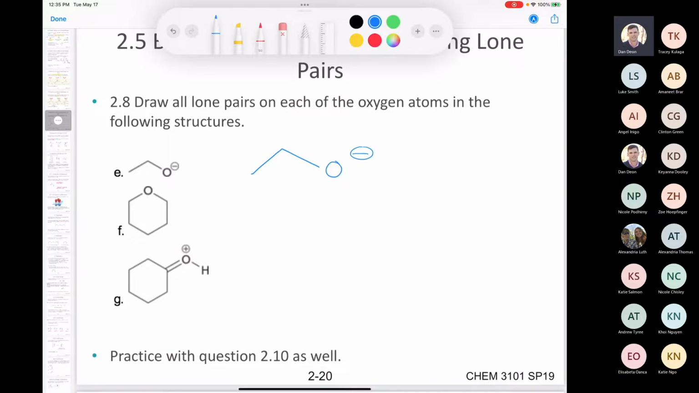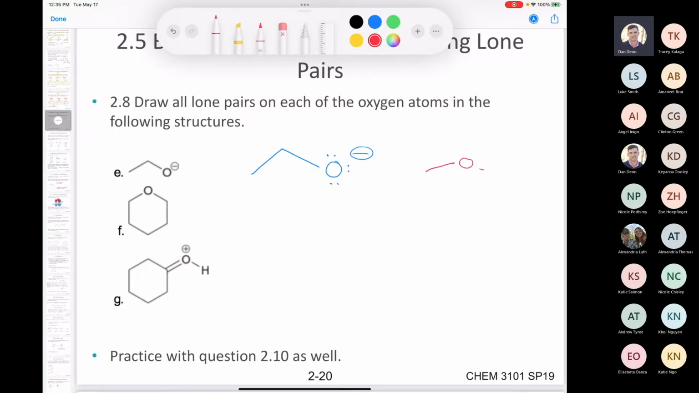Yeah, absolutely. There's 3 lone pairs missing. 1, 2, and 3. Perfect, because it's negative. If it's negative, that means the oxygen must have 1 bond and 3 lone pairs. We go to the next molecule.